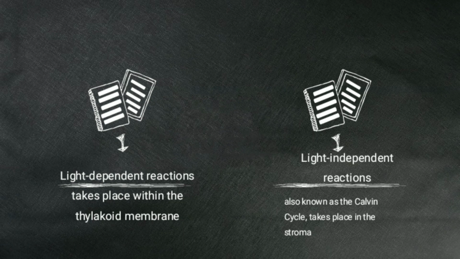NADPH. The light-independent stage, also known as the Calvin cycle, takes place in the stroma, the space between the thylakoid membrane and the chloroplast membranes, and does not require light. Hence, the name light-independent reaction.